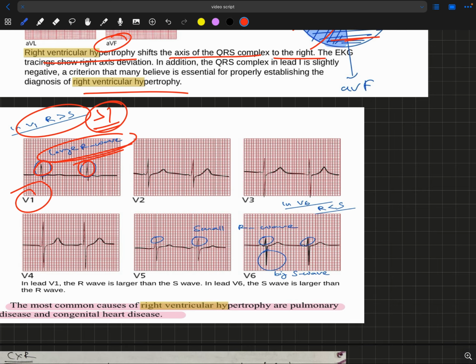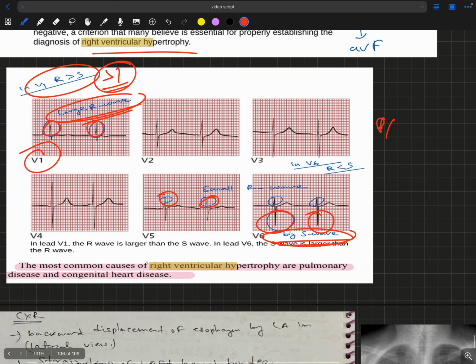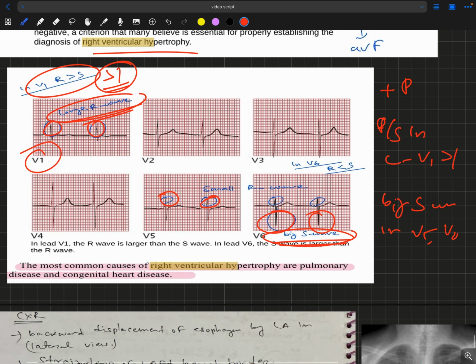Large R waves are present in V1, and in leads V5, V6, small R waves and deep, big S waves. So R by S in lead V1 is more than 1, and there is a big S wave in V5, V6 along with right axis deviation. This is the picture of right ventricular hypertrophy.